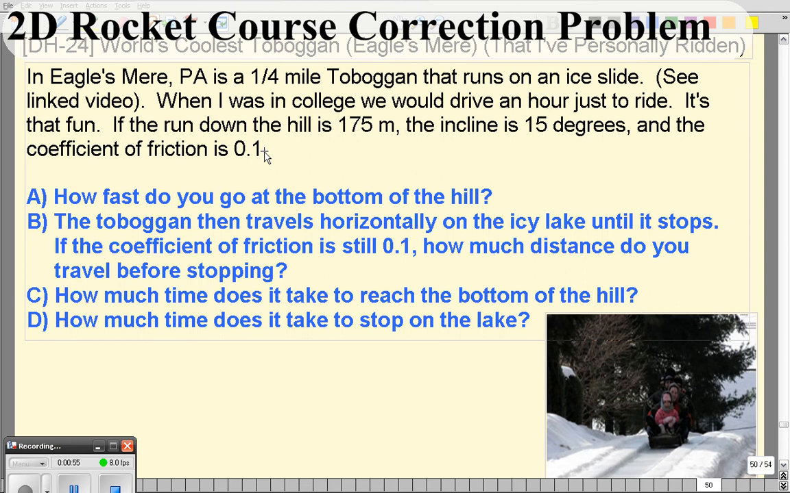Then once we've figured that out, we're going to figure out, it's a lot of figuring out, isn't it? But we're going to determine how far you go out onto the lake, because the friction on the lake we're going to assume is the same coefficient of friction as on the ice slide. Then once we've done those work energy calculations, C and D aren't really energy calculations, they're kinematics, but it's still kind of interesting to calculate how much time it takes to get to the bottom of the hill and how much time it takes to stop once you're on there, and then correlate this with the linked video and see how close we come to real life.